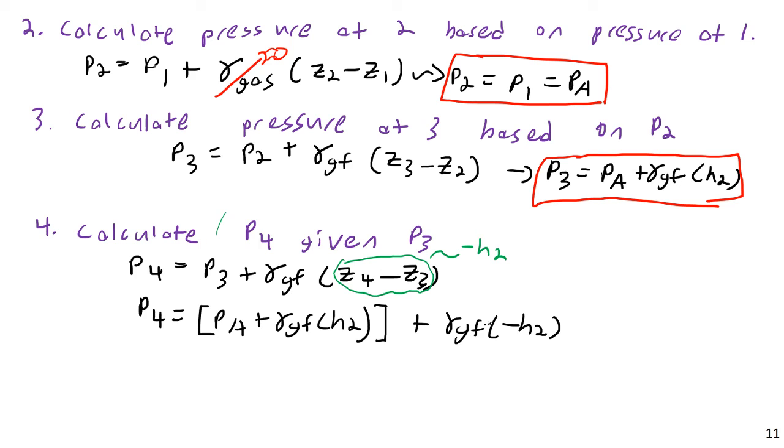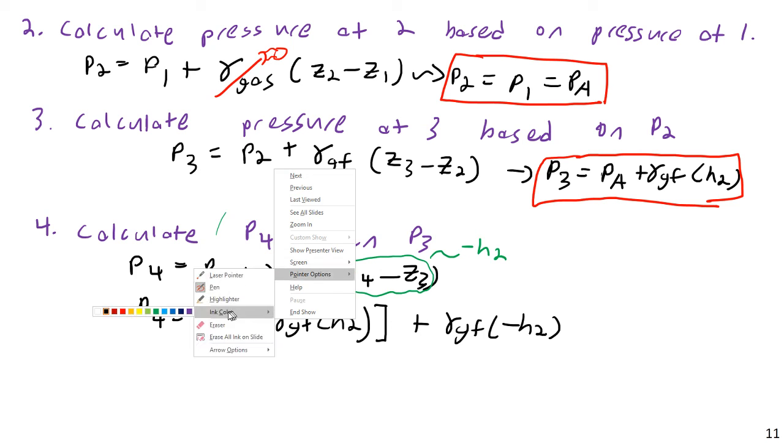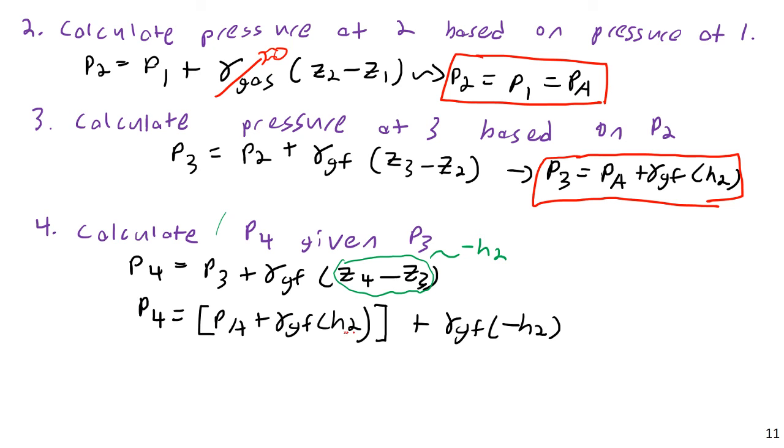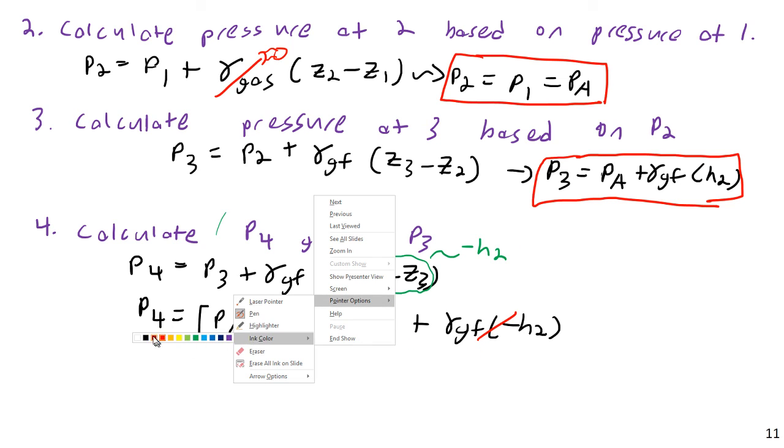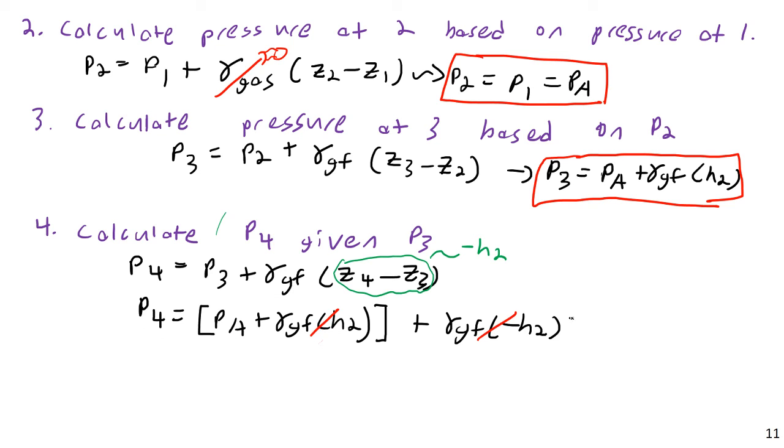Now, if I have a plus gamma GF H2 minus gamma GF H2, these two terms are simply going to cancel out. So this one's going to go away, and this one's going to go away. Actually, I don't want to say they're 0. They're not 0, but this one will cancel out this one, and vice versa. So this will lead us to P4 is equal to PA.